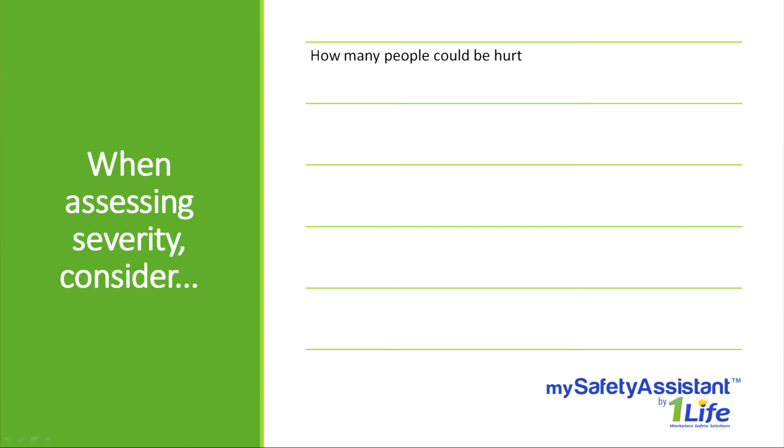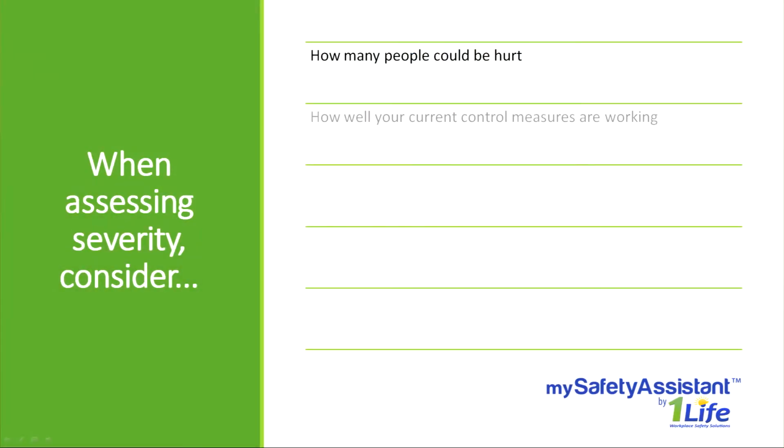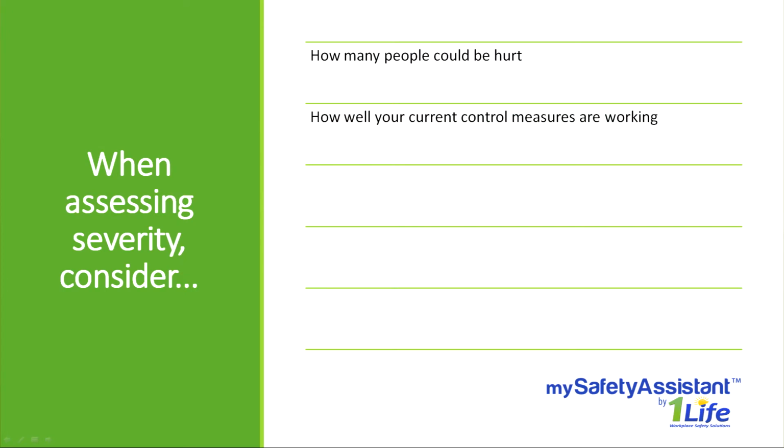Number one, how many people could be hurt? Obviously, if 5 people could be injured versus 1, even though 1 is very important, you're going to scale your severity up. Next, how well your controls and monitoring are working at the present time. Let's say, for example, you're working at heights on a flat surface, but you have a really good guardrail system and people are trained to stay even 6 feet away from the guardrail. That's a current control and monitoring system that seems to already be working, so you're going to factor that into your severity assessment.